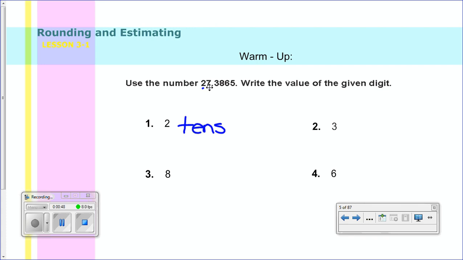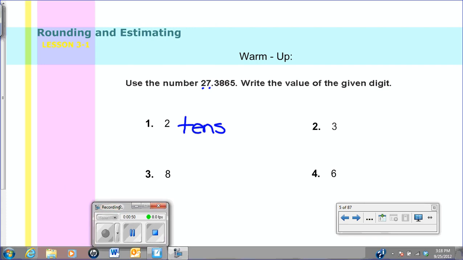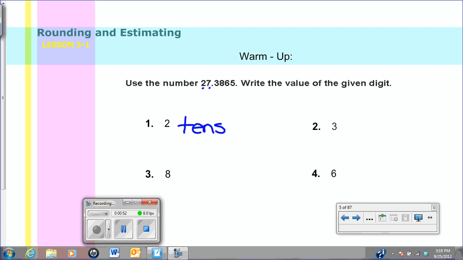Go ahead and take a few seconds and do the rest of these. Go ahead and do numbers 2, 3, and 4. And when you're done, come back and check your answer. Go ahead and pause me now.